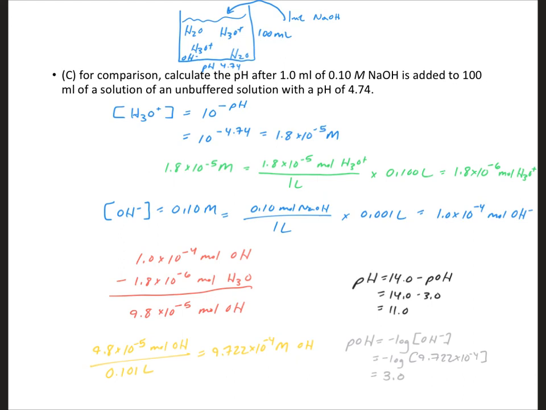And so I want you to compare that with what we saw with the buffered solution. In the buffered solution, we saw something go from a pH of 4.74 to 4.75. But with that same amount of sodium hydroxide added to an unbuffered solution, we switched from an acidic pH of around 4.74 all the way to a basic or alkaline pH of 11.